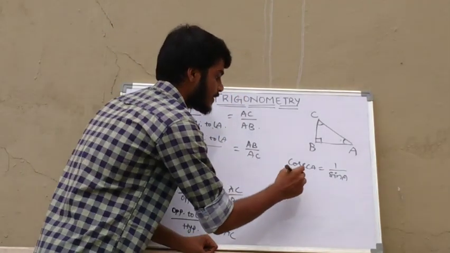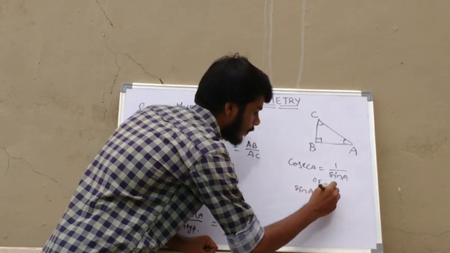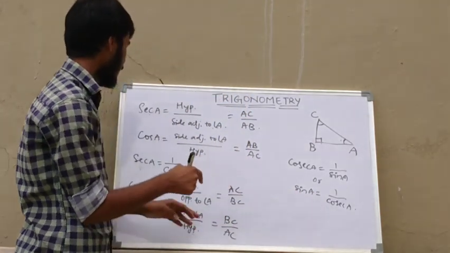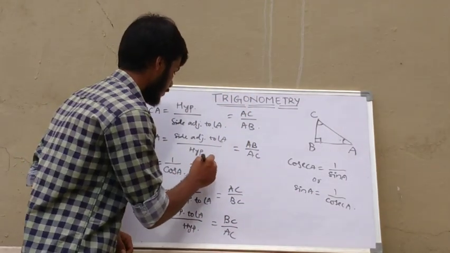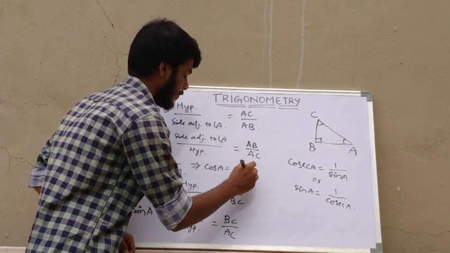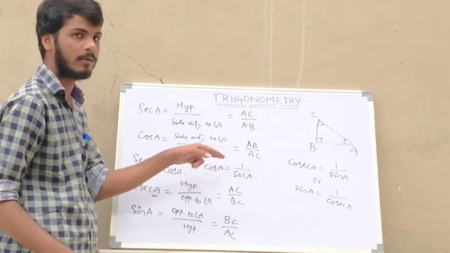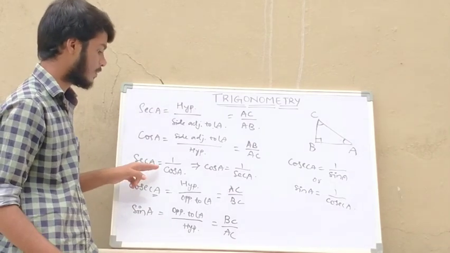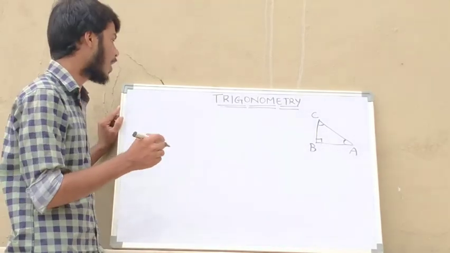Or you can write sin A equal to 1 by cosecant A. Similarly, secant A equal to 1 by cos A, or else cos A equal to 1 by secant A. Anyway, both are correct. So sine and cosecant are reciprocals, secant and cos are reciprocals.